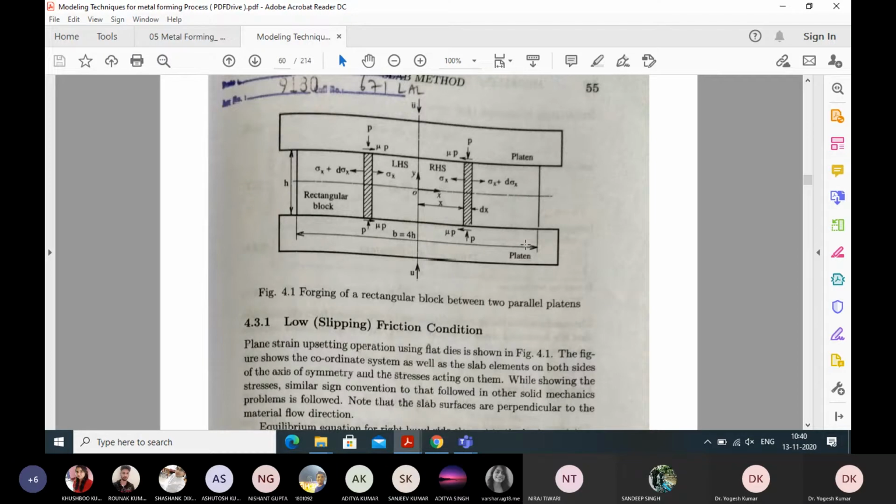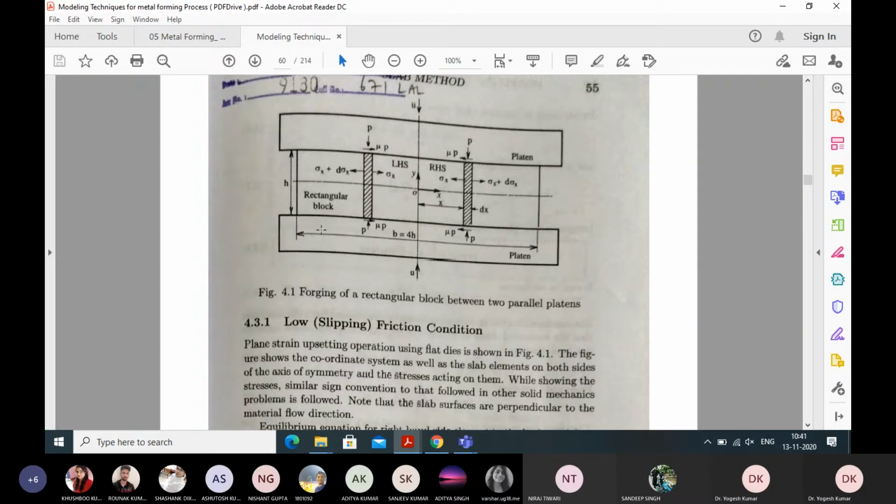And for modeling using the slab method, what we have to do is discretize the rectangular block. Discretizing means we are dividing this rectangular block into small strips. All the strips are not shown for clarity. Only one strip is shown here and another strip is shown here.